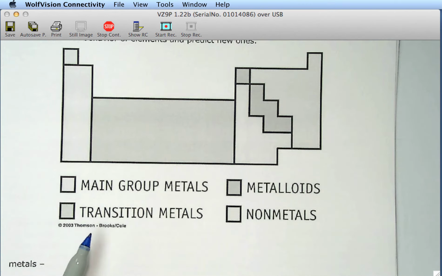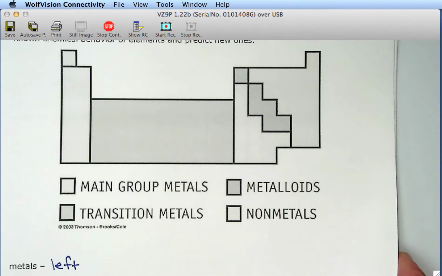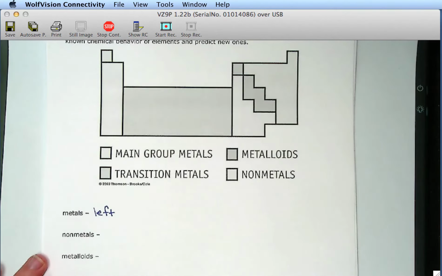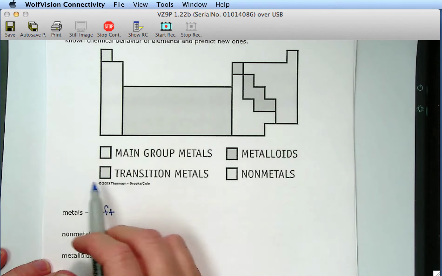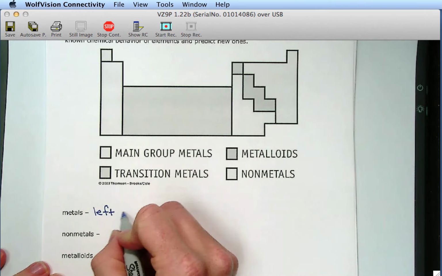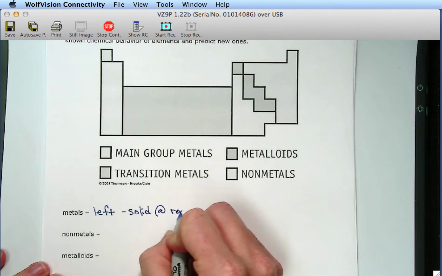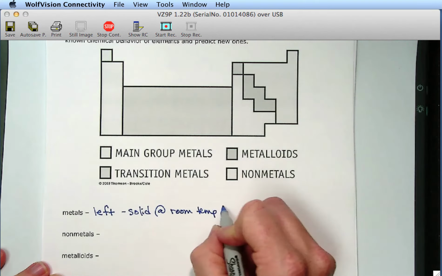Metals, by and large, are on the left side of the periodic table. So they're on the left side of the periodic table. They are solid at room temperature. The exception is mercury.